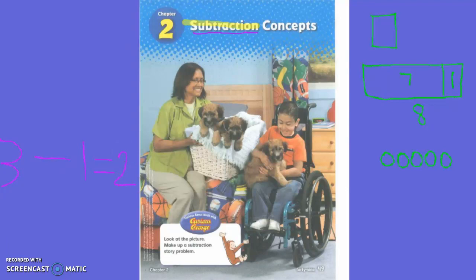Okay, now something else is different when we subtract. Remember when we added, the answer was called the sum. But when you subtract, the answer is not called the sum. And we're going to be talking about that. It's going to be hard. Okay, it's not going to be hard. We're going to practice, right?